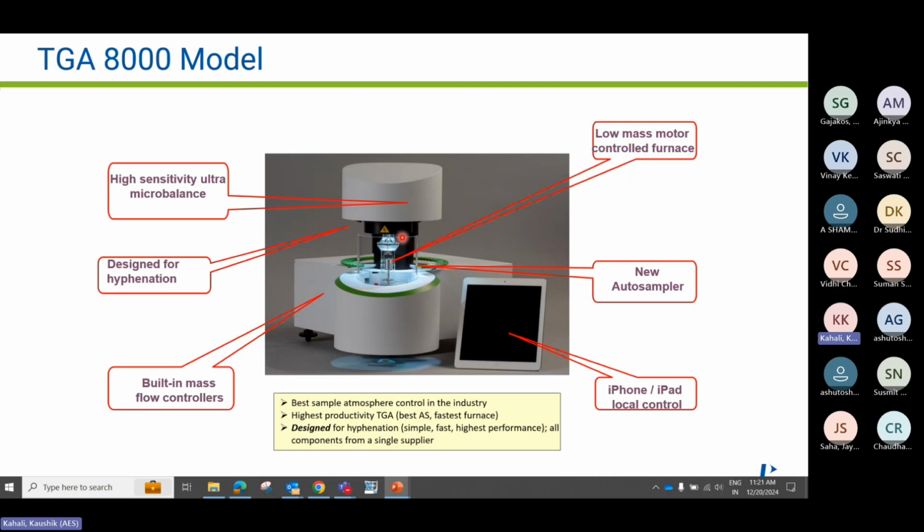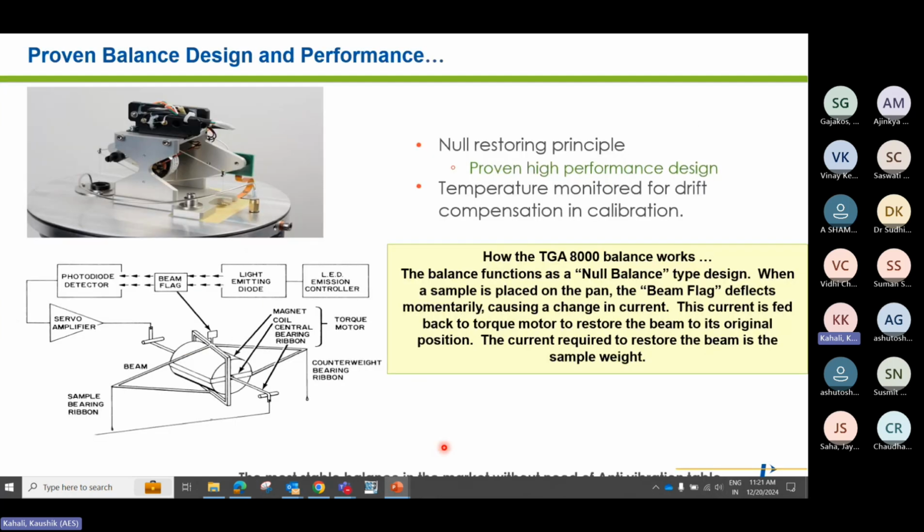So for evolved gas analysis, in future, if you would like to upgrade the system for TGIR or TGGCMS or TGIR GCMS kind of hyphenation, that is also possible with this TG8000 model. And we have the highest productivity, the best autosampler and fastest furnace in that model, designed for hyphenation for evolved gas analysis.